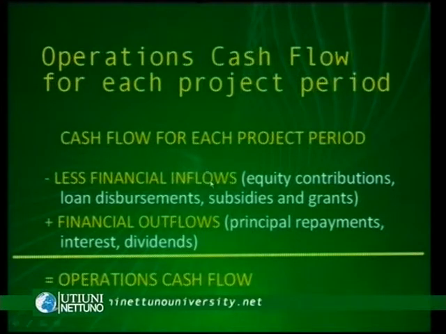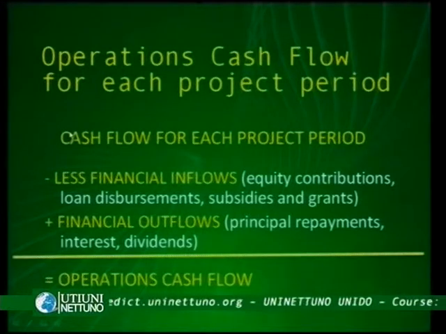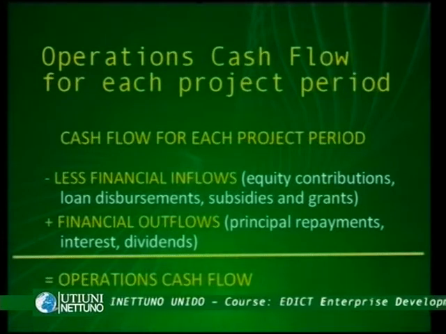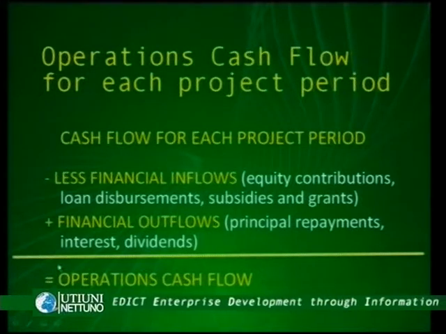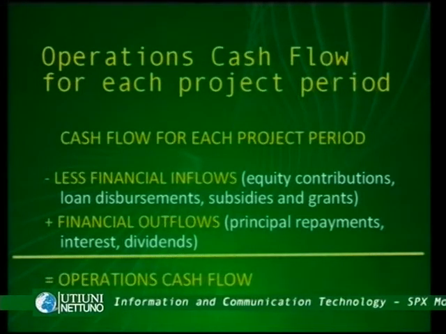So you have to subtract those financial inflows that were originally added in the calculation of the cash flow for financial planning. And you have to add the financial outflows that were originally subtracted in the calculation of the cash flow for financial planning. Once you realize these two operations, you obtain the operations cash flow that is exactly our intended result. So the procedure is this one.